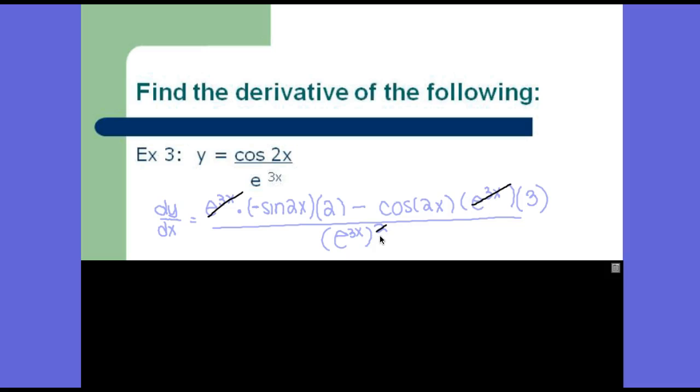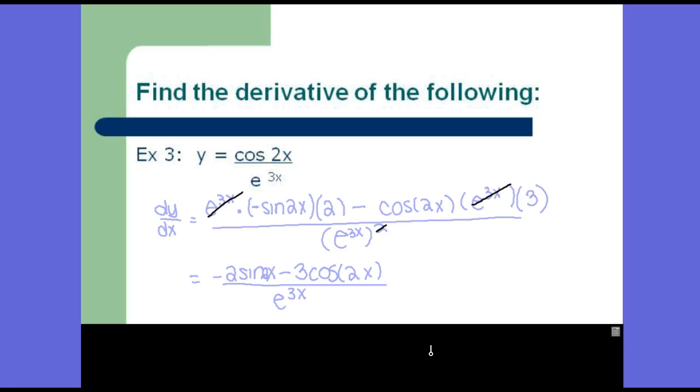What you'll notice is I have a black slash through the squared as well as e to the 3x on top. That's because e to the 3x functions as a GCF and can simplify with the denominator. So e to the 3x could be factored out and then canceled with one of them in your denominator. That leaves me with negative 2 sine 2x minus 3 cosine 2x all over e to the 3x.